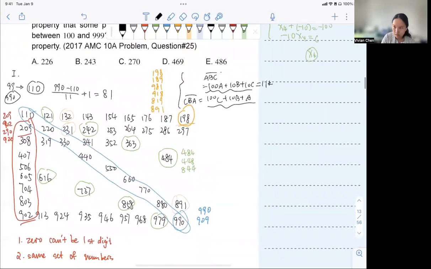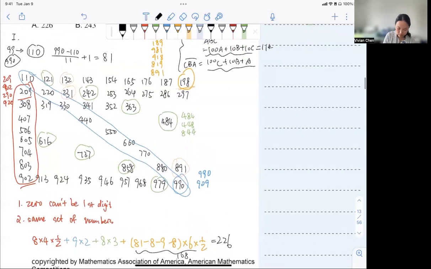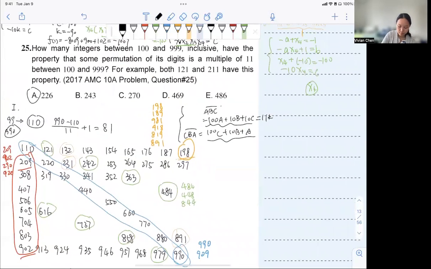So the, sorry, what is this? 226. Sorry, 168 is actually the answer to this part, so the answer is 226. And the answer to this question is A.